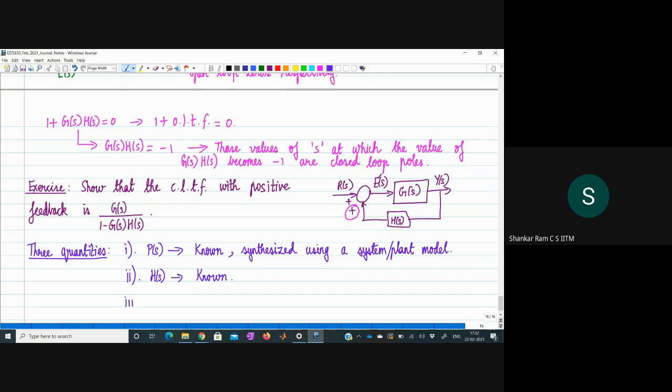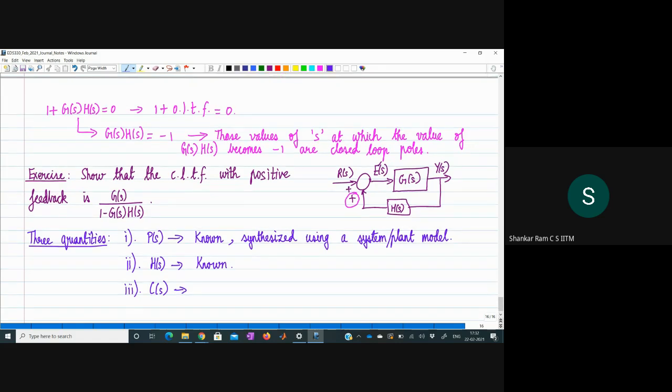And the only other quantity in this entire block diagram is the controller transfer function, which is what is under our choice. So the overall problem boils down to choosing C of s such that the closed loop system is stable and meets performance requirements.